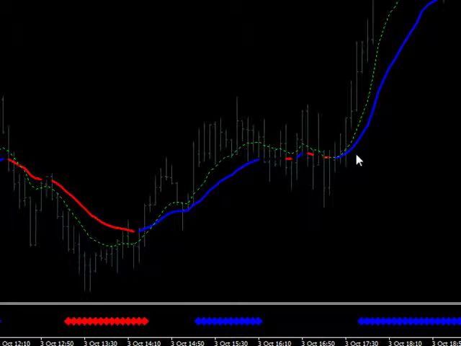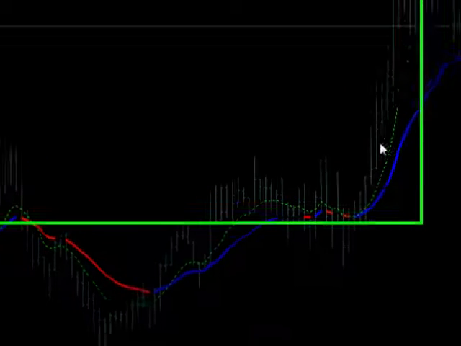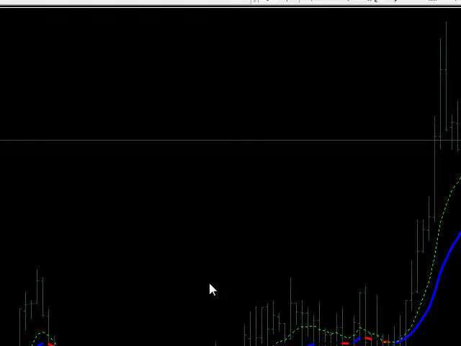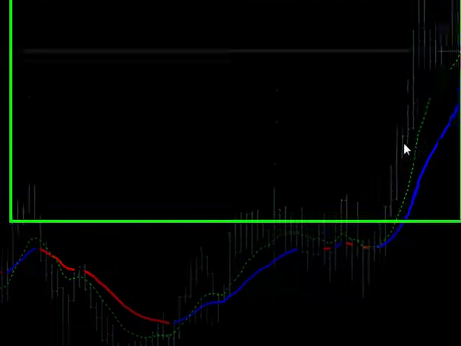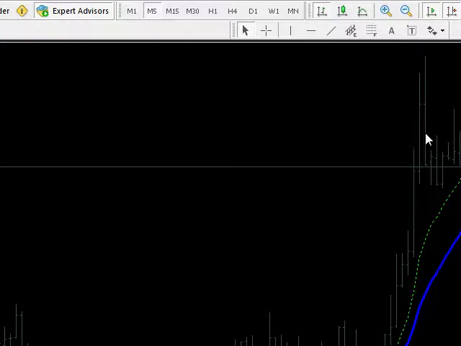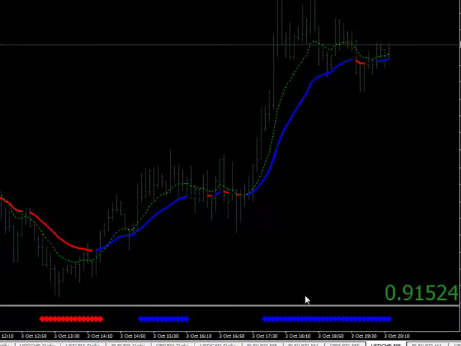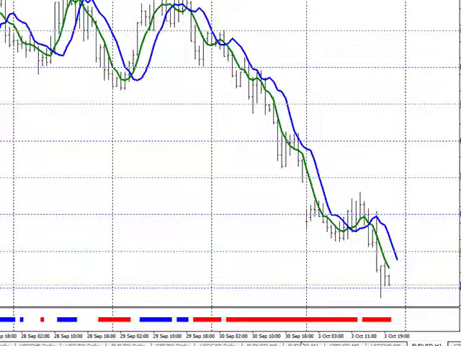What's going on? Okay, so then here, somewhere up here, when it finally broke through this grinding mess, she turned blue. And if you got in here somewhere, well, she shot up. You would have made a few pips. And that's it for the Swissy. Let's now look at the U-turn.